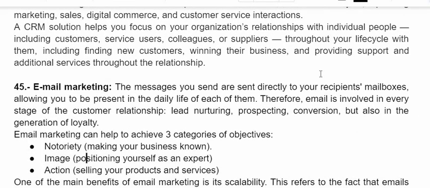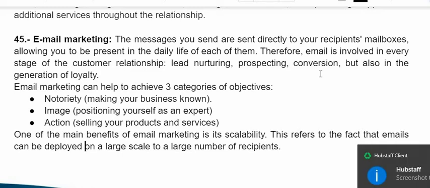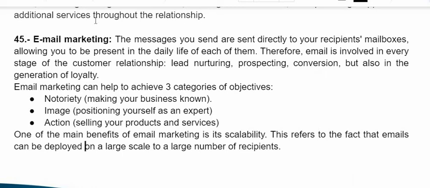Email marketing. The messages you send are sent directly to your recipients' mailboxes, allowing you to be present in the daily life of each of them. Therefore, email is involved in every stage of the customer relationship: lead nurturing, prospecting, conversion, but also in the generation of loyalty.